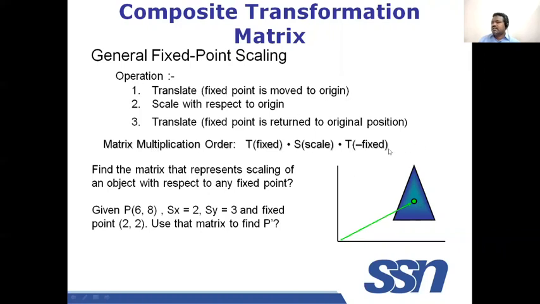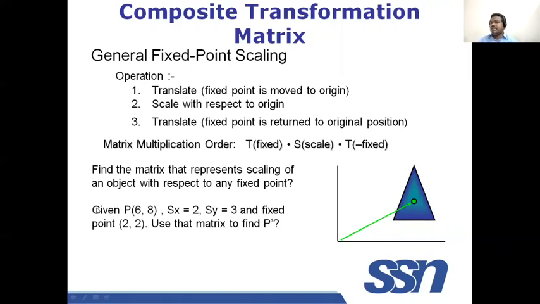So translation is here. This corresponds to this matrix. This corresponds to this matrix. Now you can perform the operation from left to right because this order is inverted. So you can multiply this value with this, then the resultant value with this, and we can get the answer.